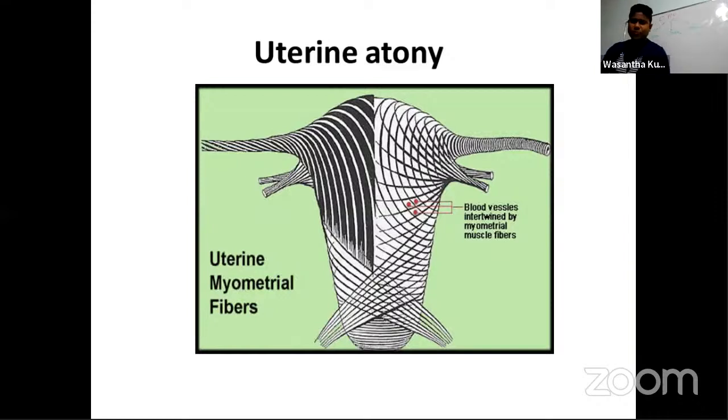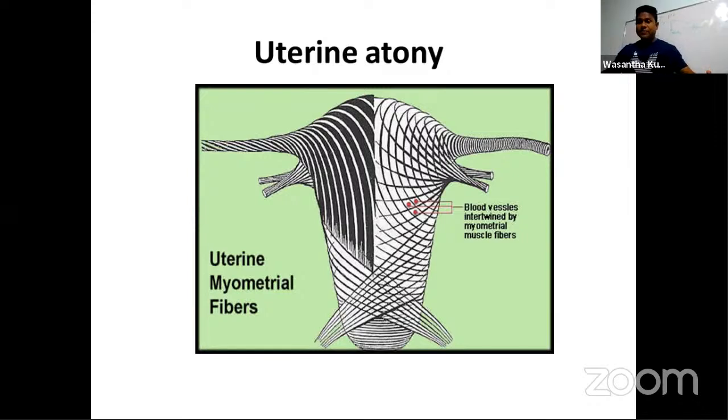Why is it important? If you see this picture, you can see the red blood vessels going through, in between the muscle fibers. During pregnancy, the uterus has an enormous blood supply through these dilated blood vessels. After delivery, you have to cut off this blood supply because the uterus does not need this amount of cardiac output. So these muscle fibers will strongly and forcefully contract and thereby constrict the blood vessels going in between the muscle fibers.